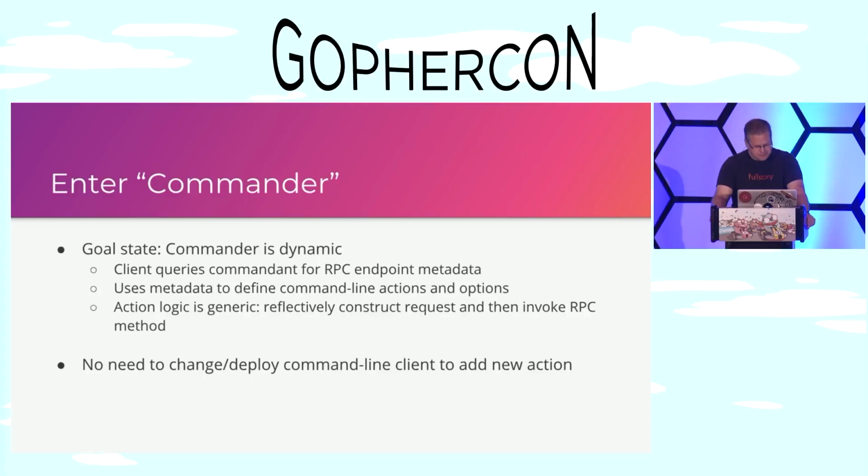So in the ideal world, that Commander would be completely dynamic. So the Commander client could just ask Commandant, what are all your RPC actions that I might care about? And it would use that metadata, including full RPC schemas, request and response types, to define its set of supported command line actions and command line flags. Then it could parse the flags. And then finally, the action, instead of it being all boilerplate, it would actually be just a single generic handler that knows how to package up those parameters. It reflectively creates the request and dynamically invokes the RPC method. So the ideal test here is that we don't want to have to update or deploy the command line client just because we add functionality to our Commandant service.